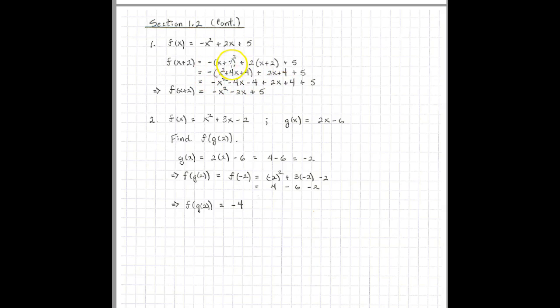So you have to FOIL the x plus 2 to get x squared plus 4x plus 4. Bring all the like terms together, and you finally get that f of x plus 2 is equal to minus x squared minus 2x plus 5.